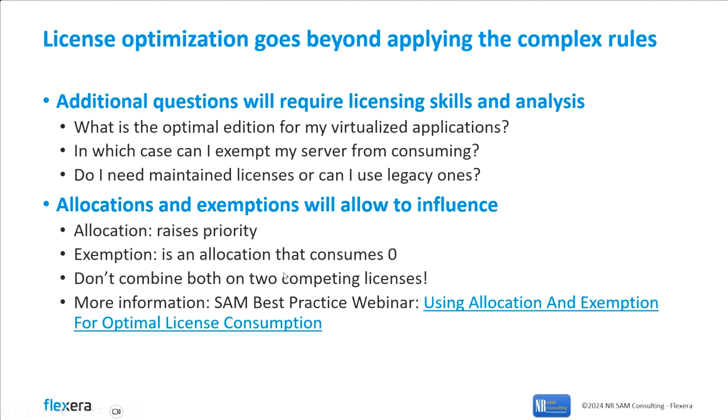So hopefully I'm not losing you, but it's important to keep in mind that an exemption is just an allocation which has even priority over an allocation because it's consuming zero. And in the end, that's a very powerful way. You can avoid counting consumption for something which is not worth it.